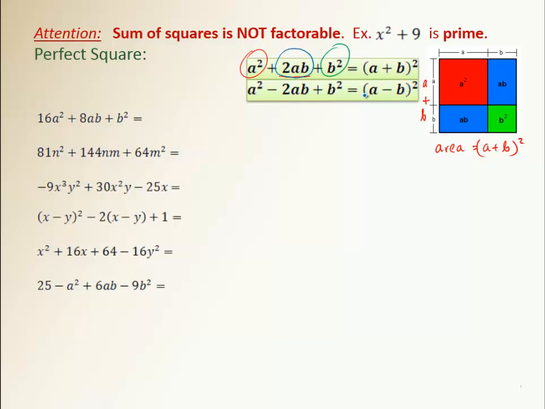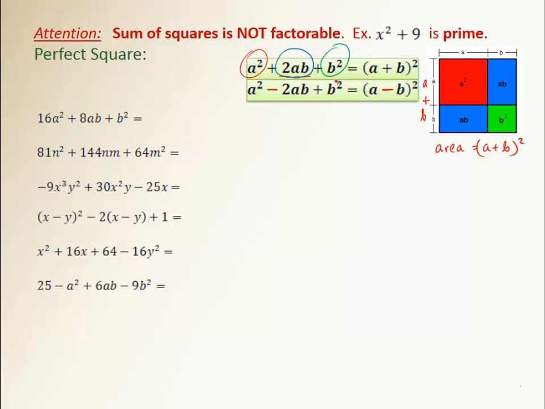Similarly, for the perfect square of a difference, you will end up with the same formula, except that the middle term will have a minus. So the middle term really takes the sign from inside the bracket. Okay, let's try to apply this formula.